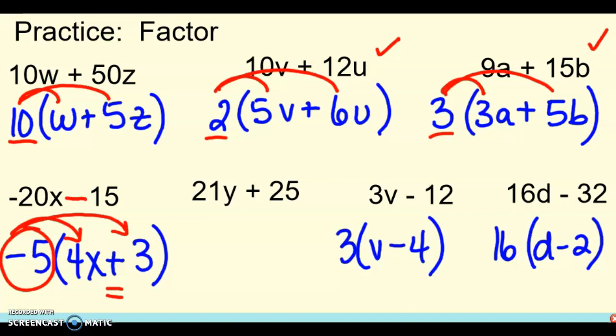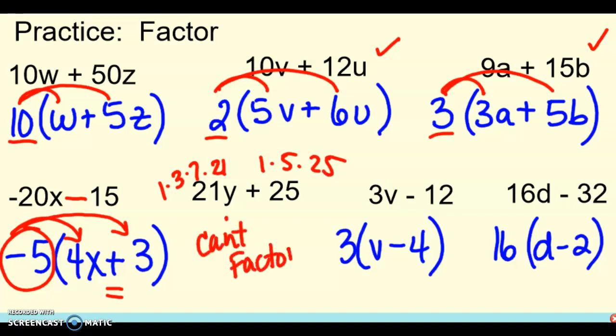This one, thinking of factors of 21 and 25, well, 1, 3, 7, 21, and factors of 25. So they don't really have a common factor. So this one can't be factored any further. So we'll just say that one's done, can't factor it. And then here, distribute and check. Looks good. Yep.